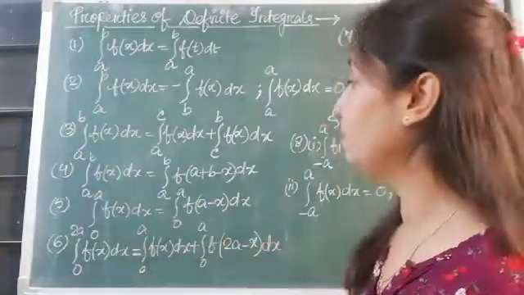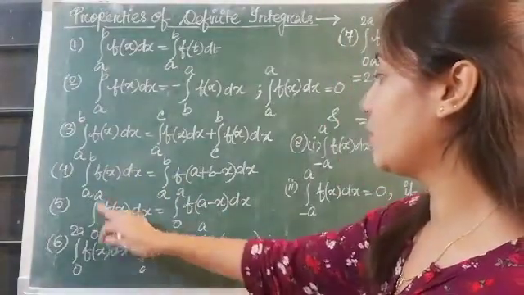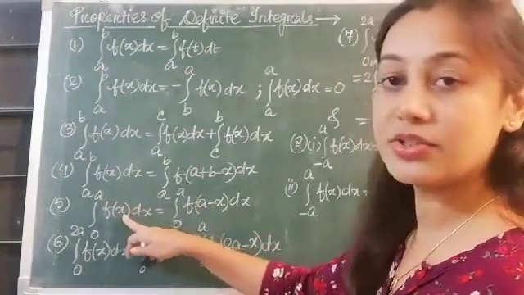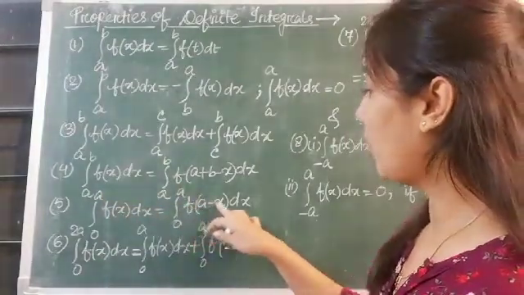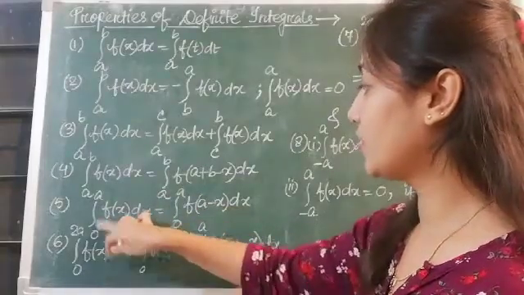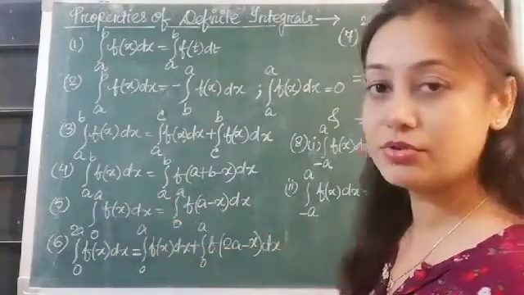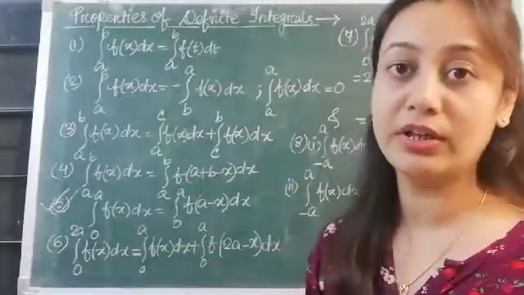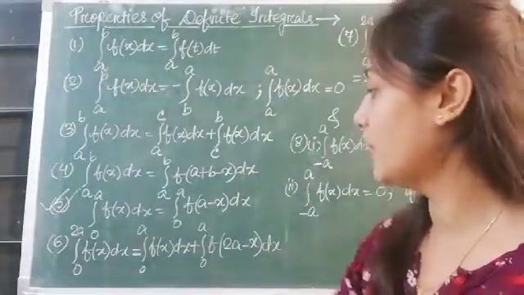Next, number 5: integration of 0 to a f of x dx is equal to integration of 0 to a f of (a minus x) dx. So when you take f of a minus x, with the lower limit and upper limit equal to 0 and a, you will get the same answer. And this is important, this will be frequently applied when we start the exercise.